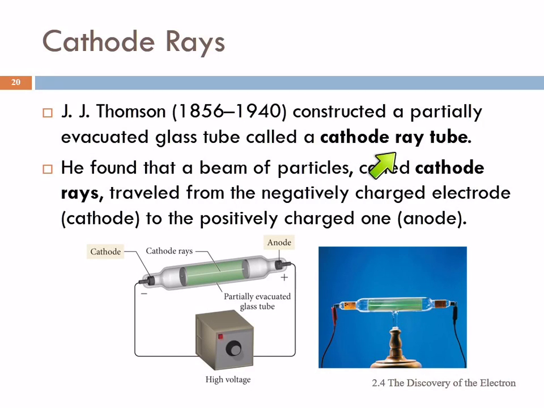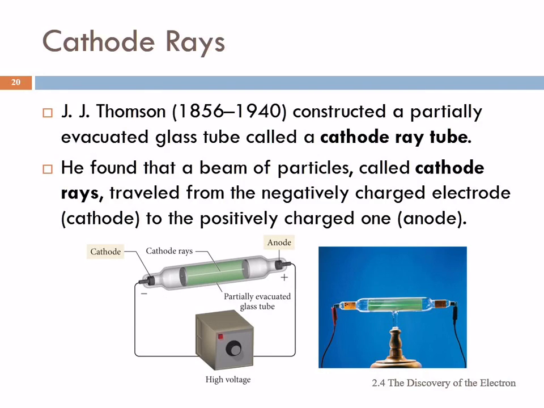A cathode ray tube. It's a partially evacuated glass tube. Here's an illustration. There's a little bit of gas in here, and you have two metal electrodes, and you put a high voltage across it. And what happens is you get this ray that goes from the cathode to the anode. The cathode is the negatively charged end, and the anode is the positively charged. They're called cathode rays because they come from the cathode.